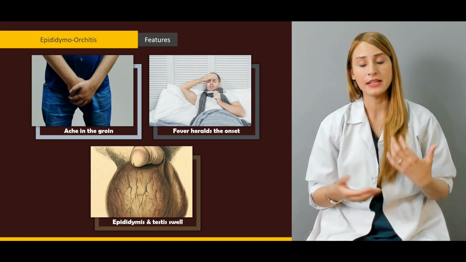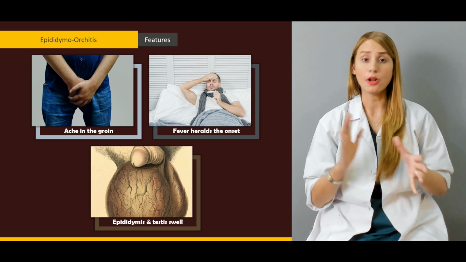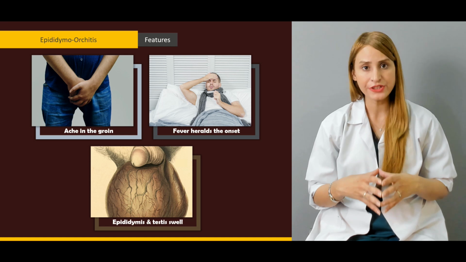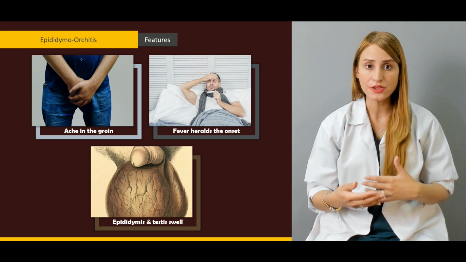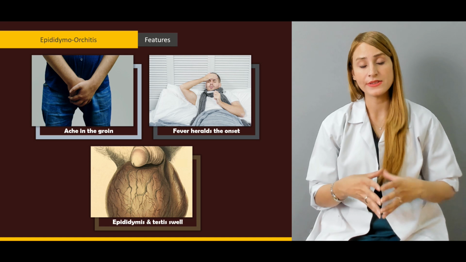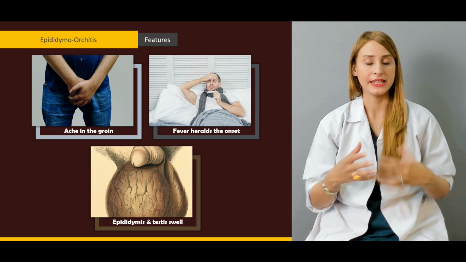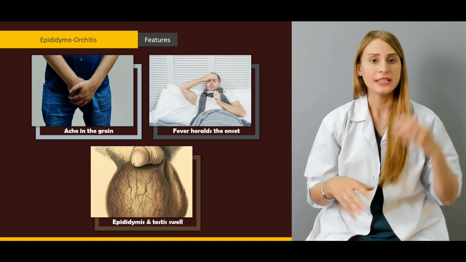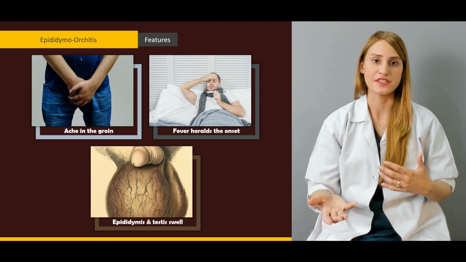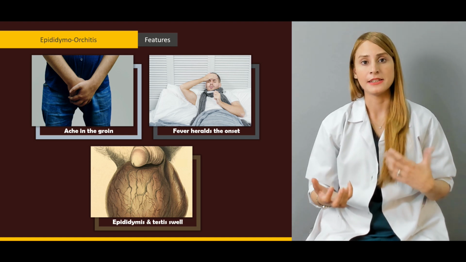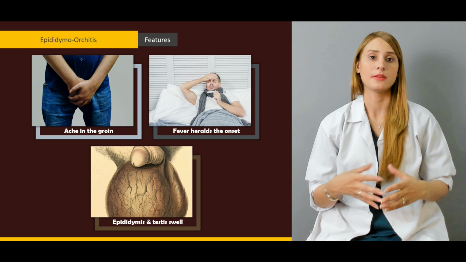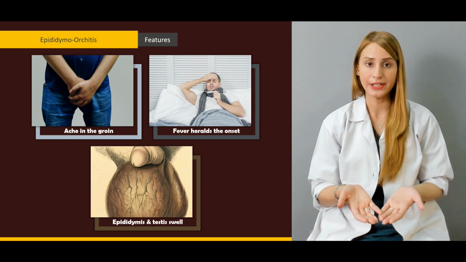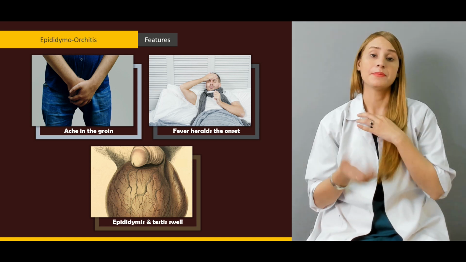Let me tell you another thing. You'll also check the cough impulse. You go for transillumination to differentiate from hydrocele and varicocele, and you'll also examine whether you can get above the swelling or not. If you cannot get above the swelling, then you'll think about the hernia. But if you can get above the swelling, then you'll think about hydrocele, varicocele, or epididymo-orchitis.